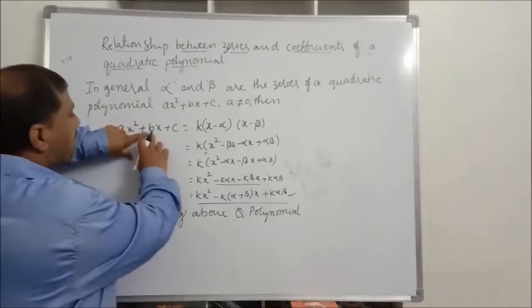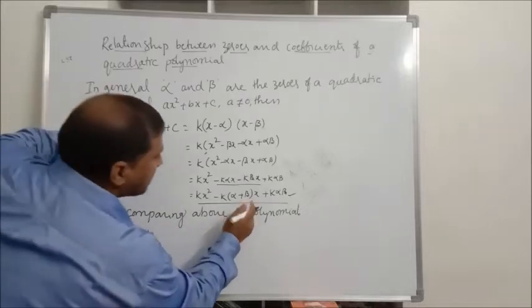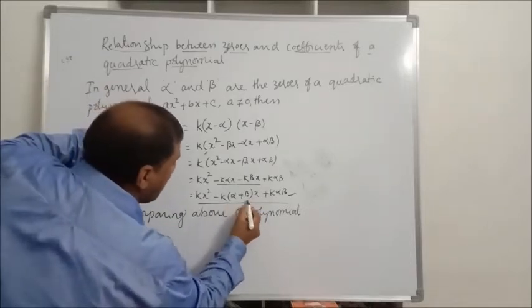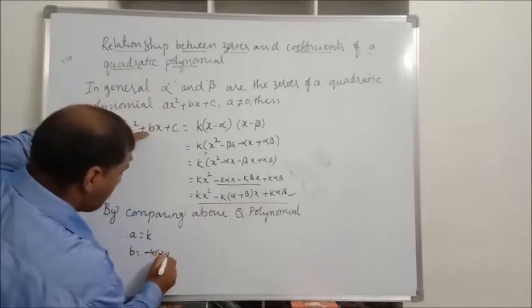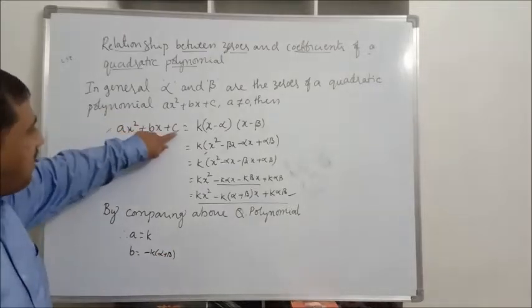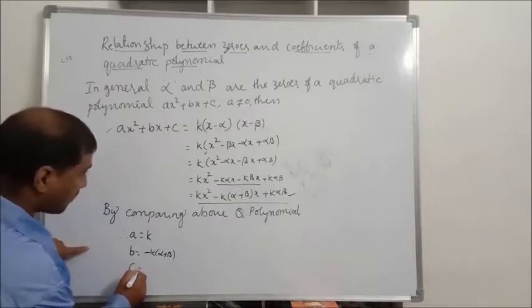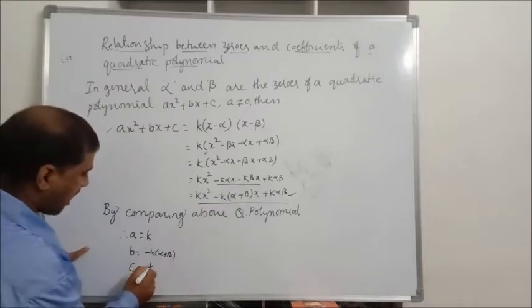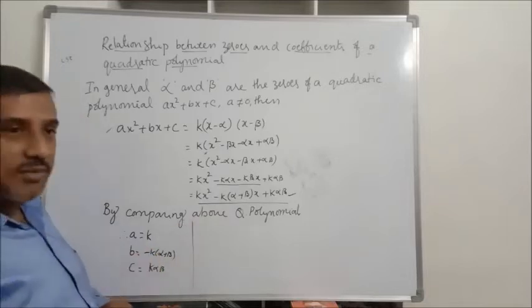Similarly, the coefficient of x here is b, that is b is equal to minus k into alpha plus beta. Similarly, the constant term is c, which is equal to k into alpha into beta.